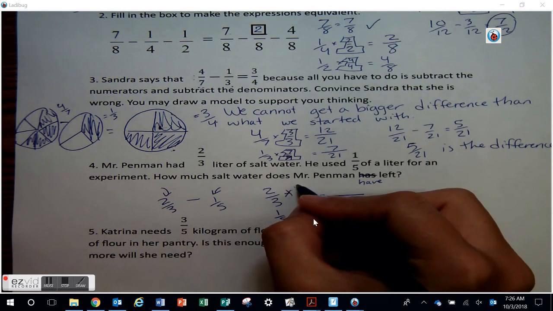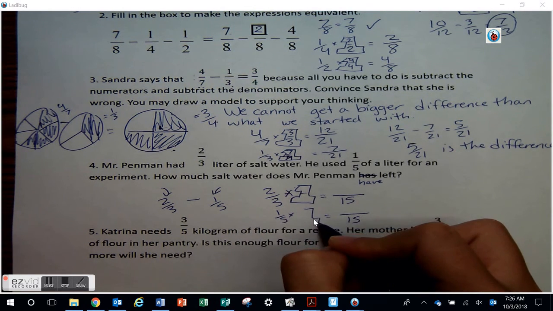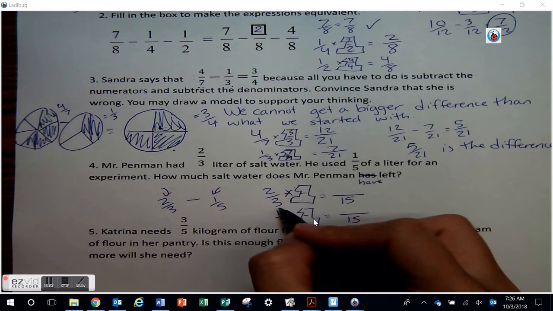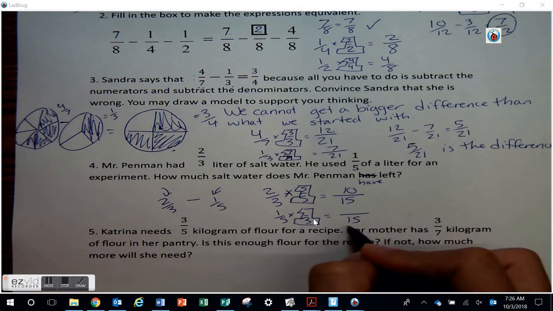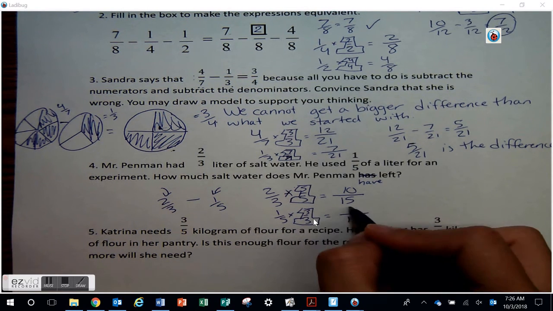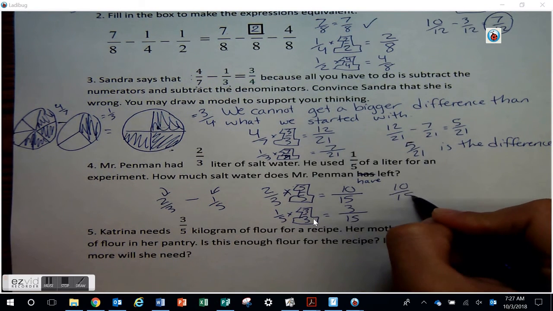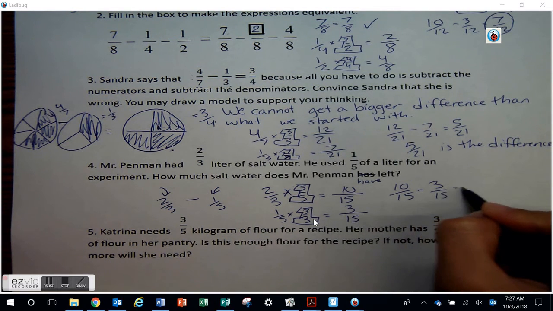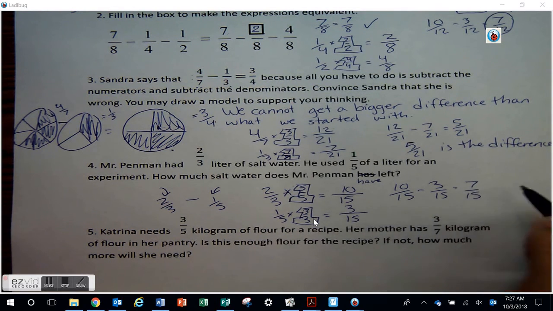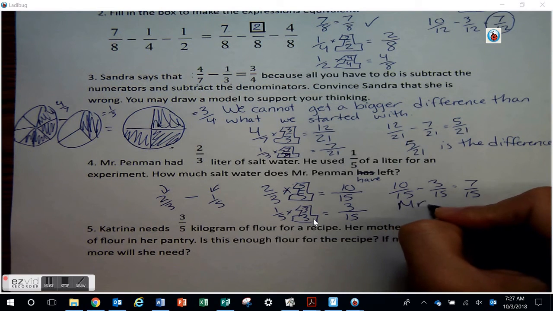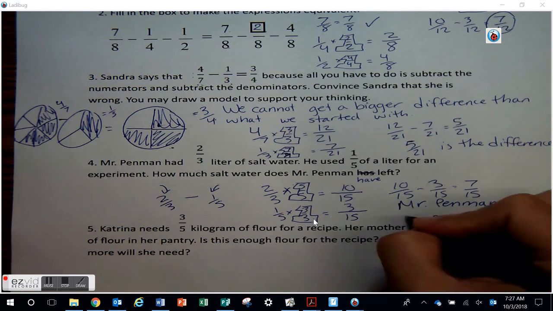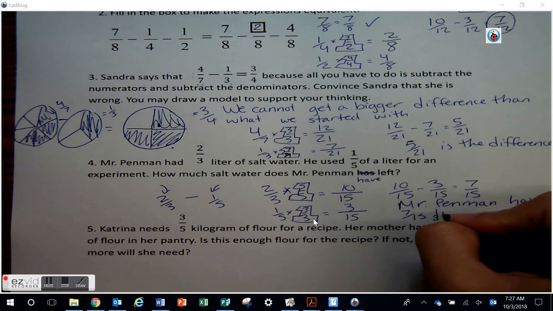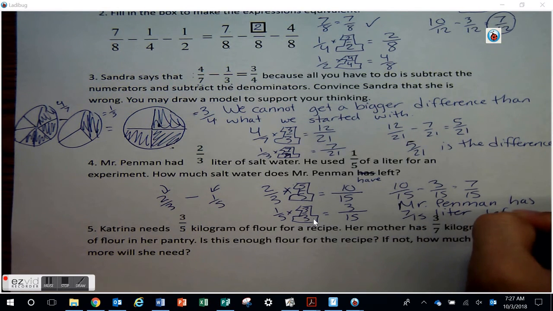And let's make those equivalent fractions. We're going to multiply by our giant 1 here. Multiply by our giant 1. 3 times 5 is 15. 2 times 5 is 10. 5 times 3 is 15. 1 times 3 is 3. 10 15ths minus 3 15ths gives us 7 15ths. Mr. Penman has 7/15 liter left.